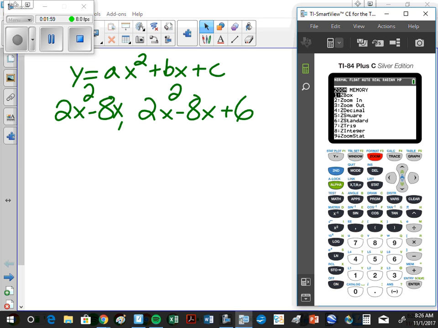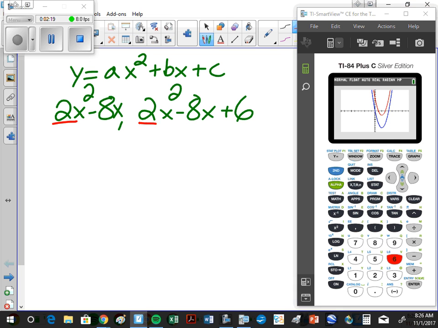I need to change my window. So there's 2x squared minus 8x, and here is 2x squared minus 8x plus 6. Okay. What do those do to the graph? What does A tell us about the graph?